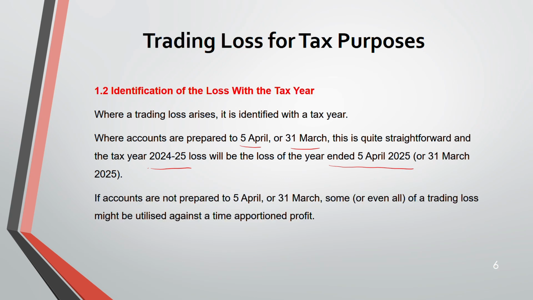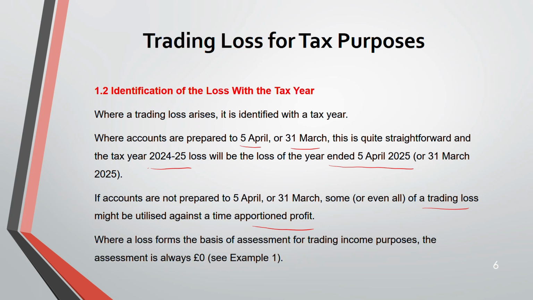But if your accounts are not prepared to 5th April or 31st March, then some or even all of your trading loss must be utilized against the time apportioned profit. Then you have to apportion your profit. We'll definitely do questions on both of these, when we have the year end as 5th April or 31st March versus not having the year end as 5th April or 31st March. Now, where there's a loss, in your trading income you have to show 0. See example 1 for it.